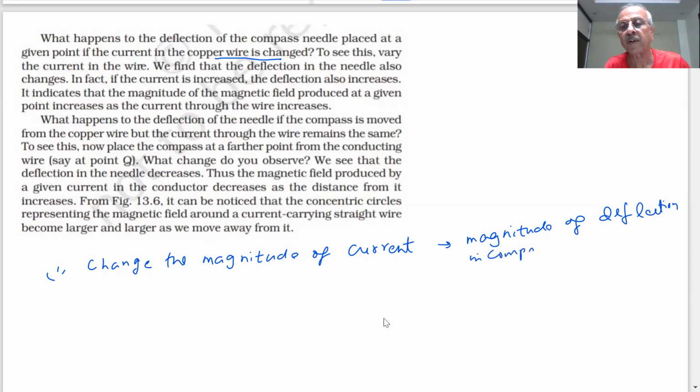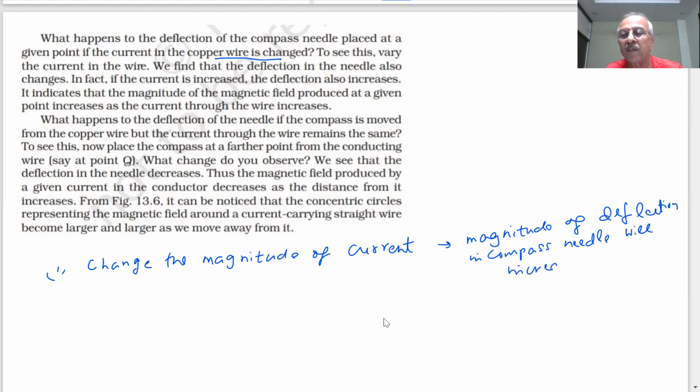In the compass, if the current is increased, the deflection also increases. Current increases, deflection increases. That means the magnetic field produced increases. Deflection is due to what? Deflection is due to the magnetic field. The magnetic field applies a force on the compass needle. The more the current, the more the magnetic field, the more the magnetic field lines, and more force will be exerted on the needle. So the magnitude of deflection will increase.